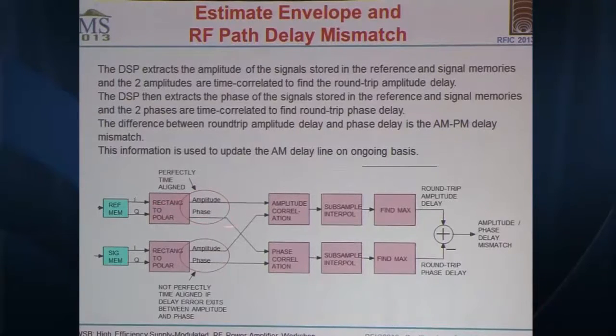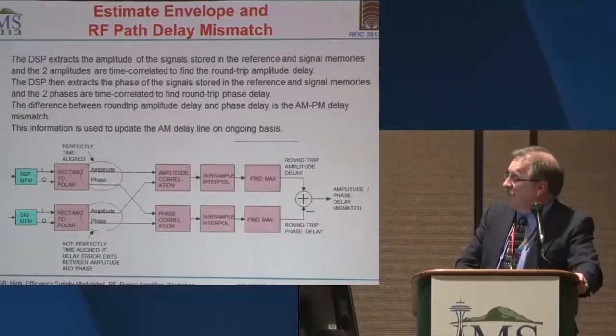Essentially, you have a rectangular to polar conversion here to build the amplitude and phase signals. You do the phase correlation and the amplitude correlation, find your deltas, find your maximum, and then take the difference to see what your delta is in time.